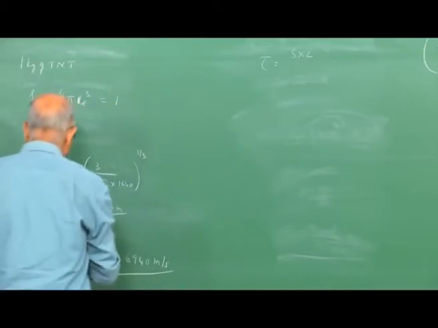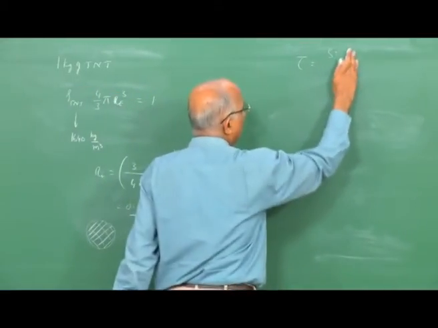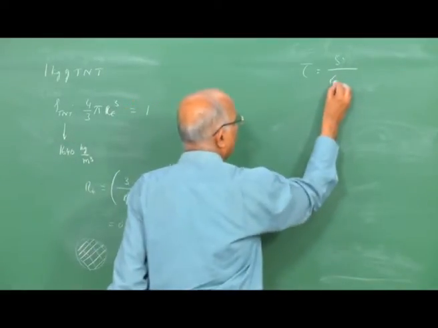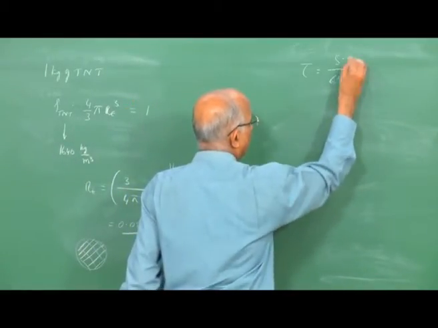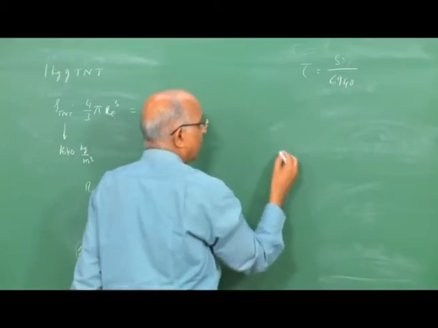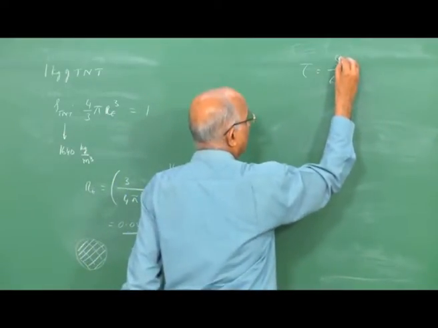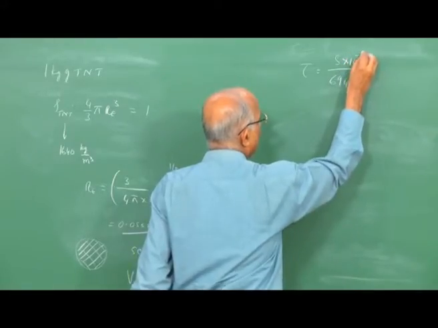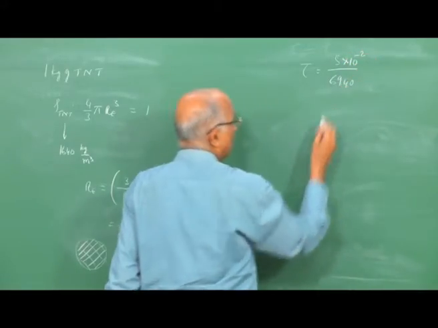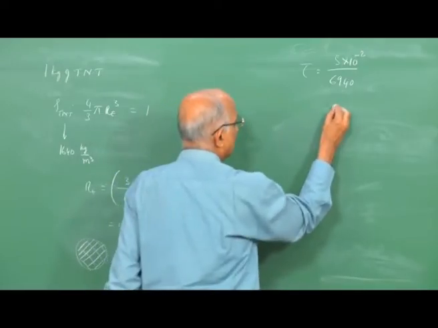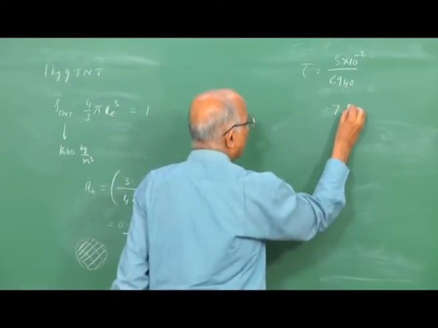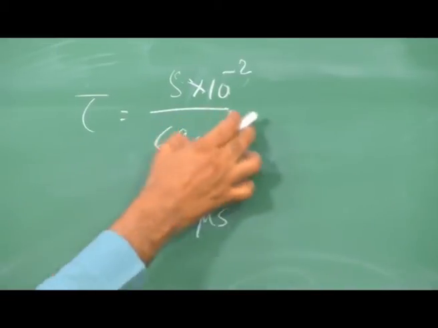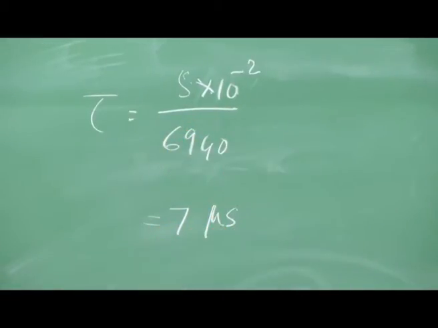If it is detonated at the center, it is just 5 divided by 6940 into 2, or 5 divided by 6950, that is, 5 centimeters. Therefore, I have 5 into 10 to the power minus 2 divided by 6940, and this comes to something like 7 microseconds. If it was from end to end, it would have been something like 14 microseconds.